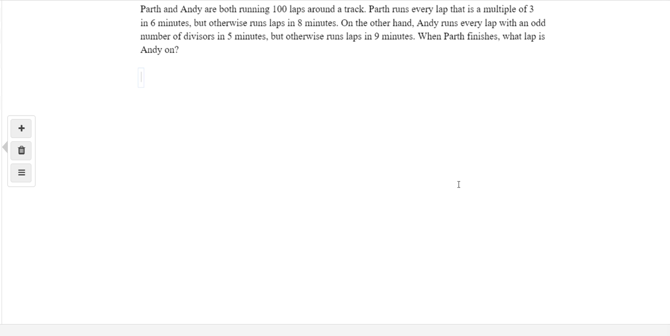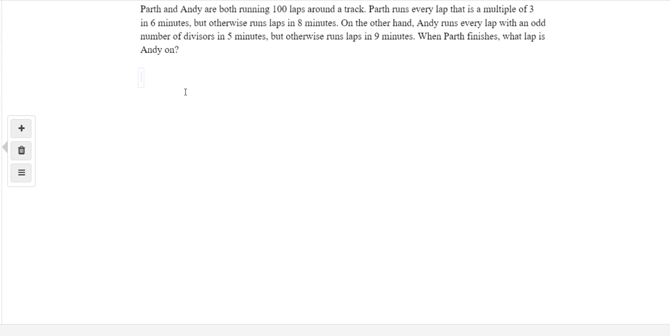So for this problem, the first thing we want to do is find the total time it takes Parth and the total time it takes Andy to run the 100 laps. Once we have this information, it's going to be much easier to calculate what lap Andy is on. So let's start with Parth. He runs every lap that is a multiple of 3 in 6 minutes, and otherwise he runs laps in 8 minutes. So what this tells us is that if we determine the number of multiples of 3 from 1 to 100, then we'll be able to compute the total time it takes Parth to finish the 100 laps.